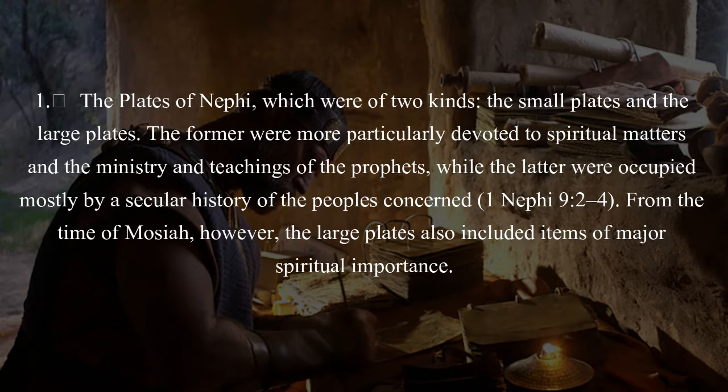1. The plates of Nephi, which were of two kinds, the small plates and the large plates. The former were more particularly devoted to spiritual matters and the ministry and teachings of the prophets, while the latter were occupied mostly by a secular history of the peoples concerned. 1 Nephi 9, 2-4. From the time of Mosiah, however, the large plates also included items of major spiritual importance.